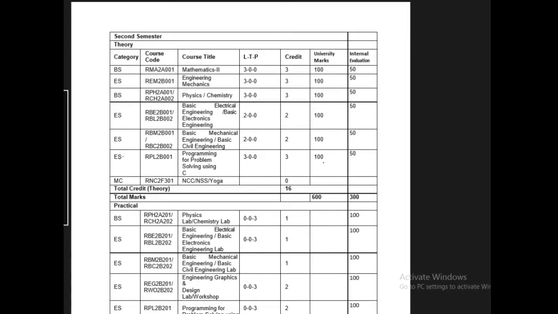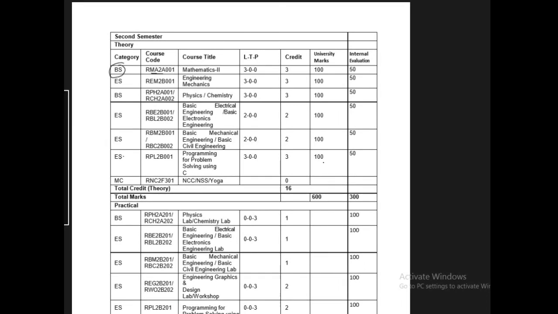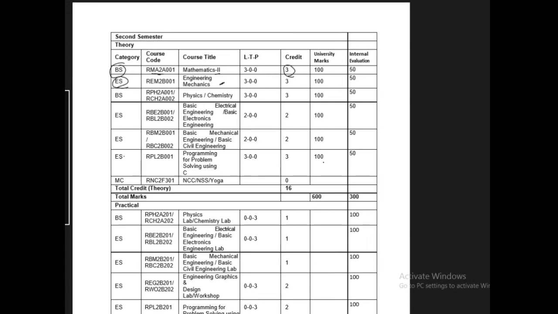In the first semester you have 5 subjects in theory. In the second semester you will have 6 subjects. Then again in basic science courses BS, this is mathematics 2, so MA2, again the credit is 3. Then for engineering science courses, there is an extra subject. This is the extra subject we will find: engineering mechanics, whose credit is 3.